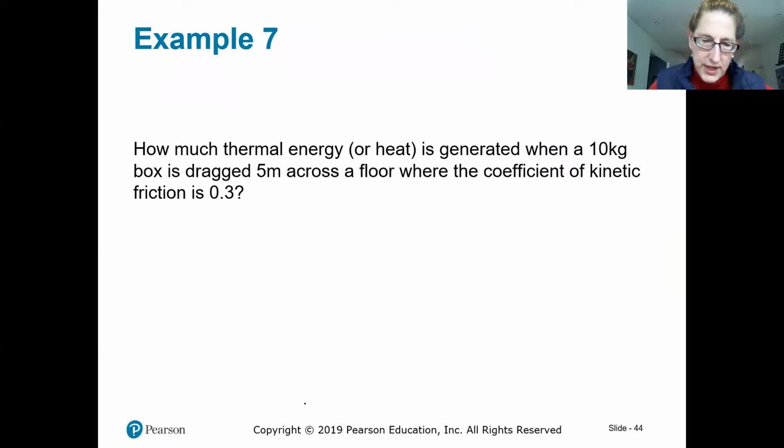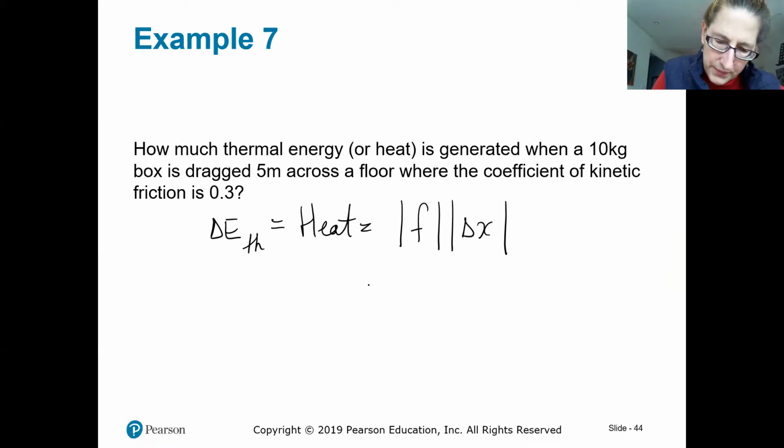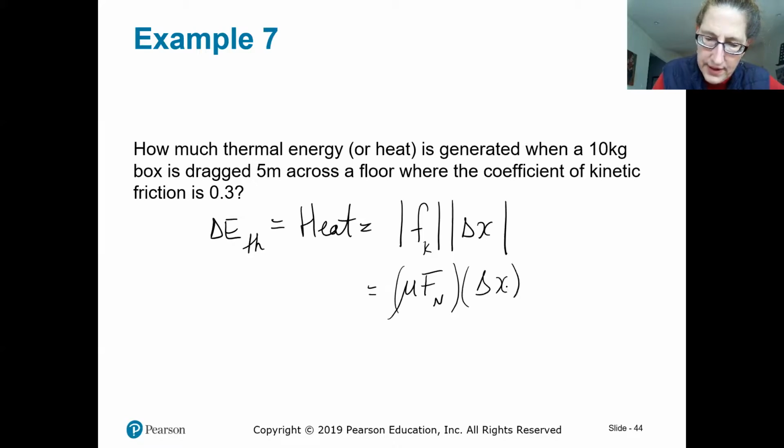Okay, so let's just see how much heat is generated when you drag a box. So this is delta E therm they're asking for, or just heat, and I'm going to put absolute value to make it really clear, force of friction times displacement. You could use a D if you wanted to. Okay, so coefficient of kinetic friction, do you remember? So this is Fk, this is mu Fn times delta X. And if it's on a horizontal floor, the normal force would be mg.